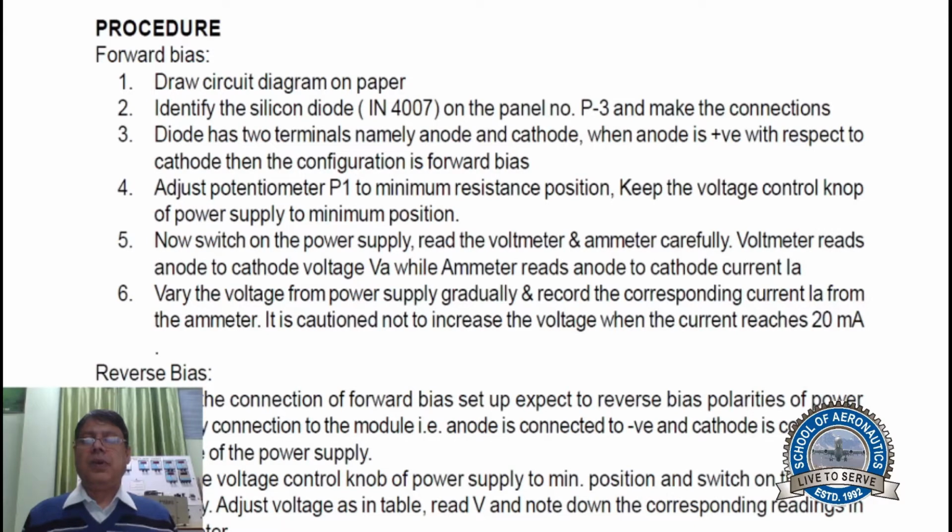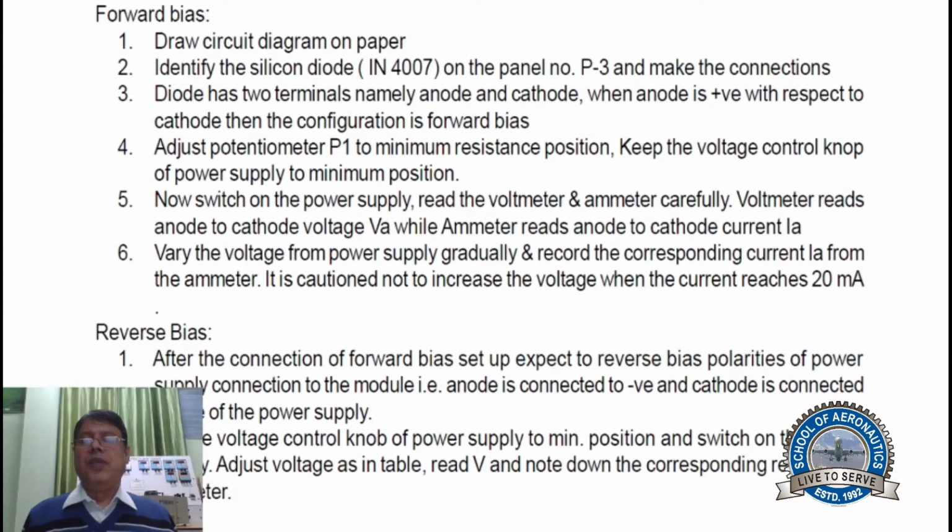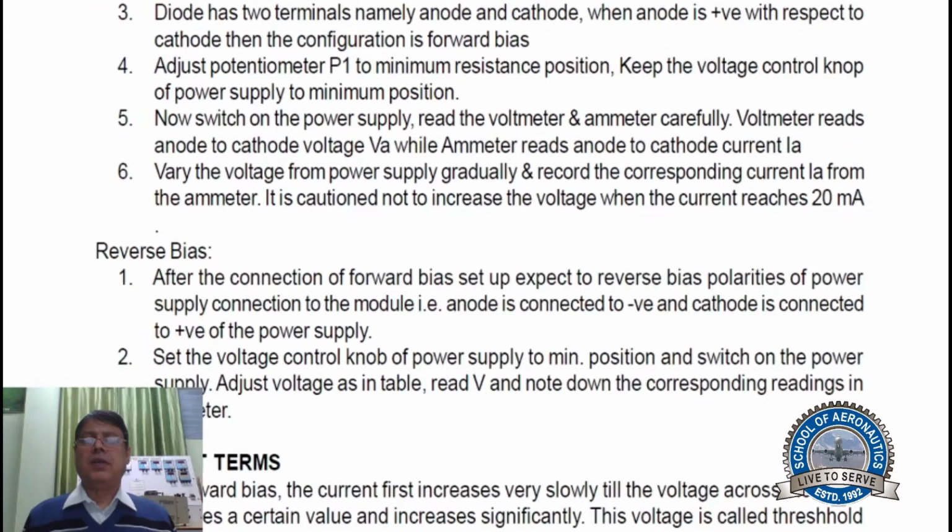Now switch on the power supply and read the voltmeter and ammeter carefully. The voltmeter reads the anode to cathode voltage VA, while the ammeter reads the anode to cathode current IA. Vary the voltage from the power supply gradually and record the corresponding current IA from the ammeter. It is cautioned not to increase the voltage when the current reaches 2 milliampere.